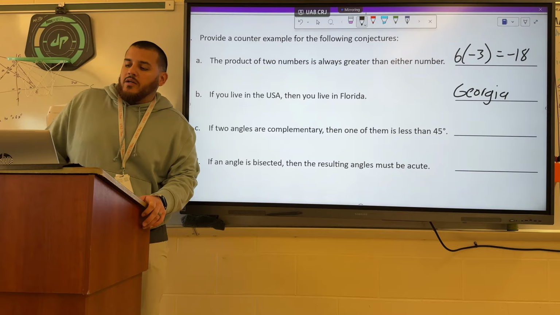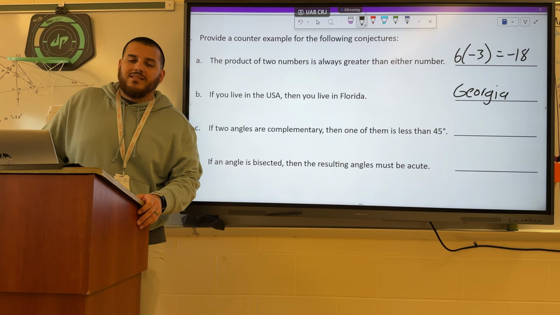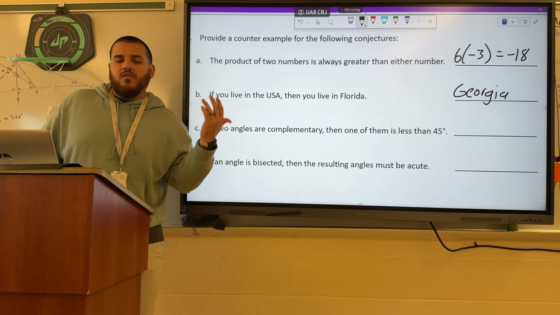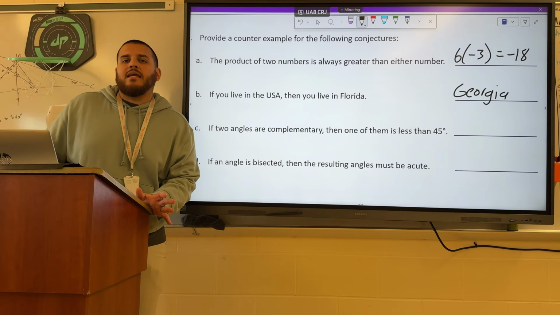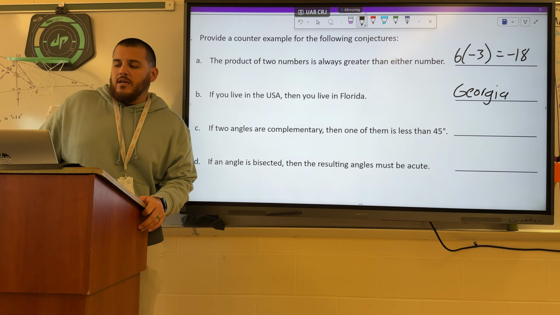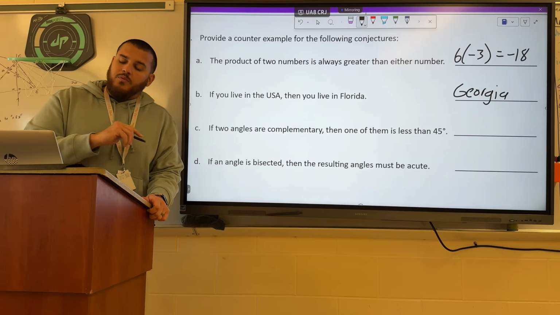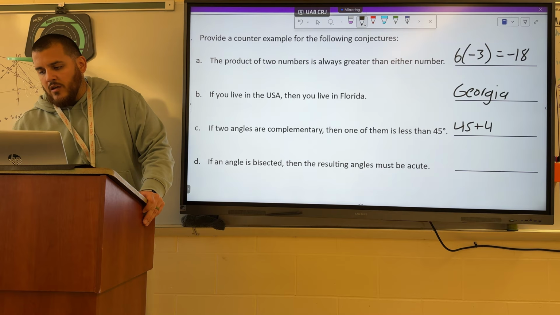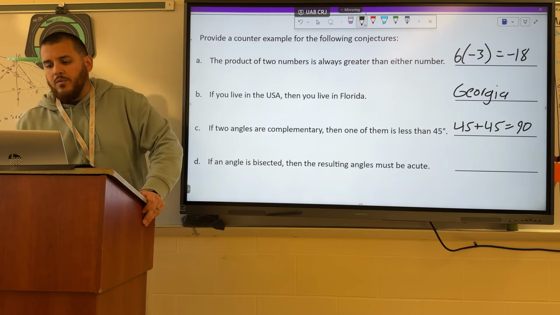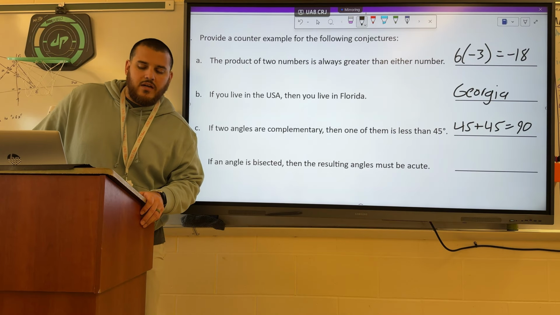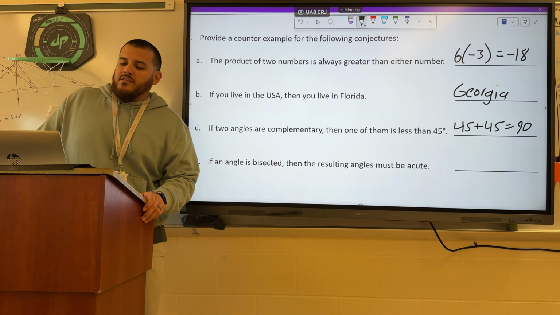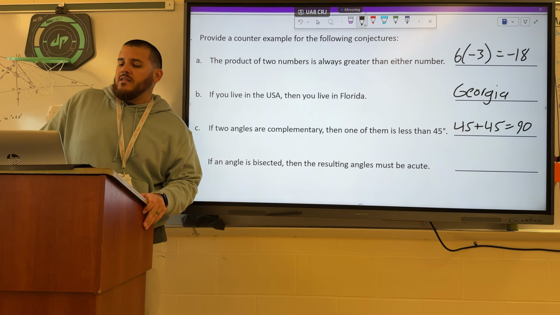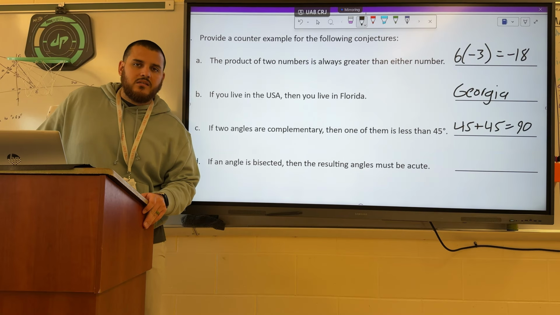Option C says if two angles are complementary, then one of them is less than 45 degrees. We've already discussed complementary means that they add up to 90 degrees. And we have one example that proves this statement is wrong, and that's if you have two 45-degree angles. 45 plus 45 equals 90. Two 45s are complementary, but neither is less than 45. That's a counter example.